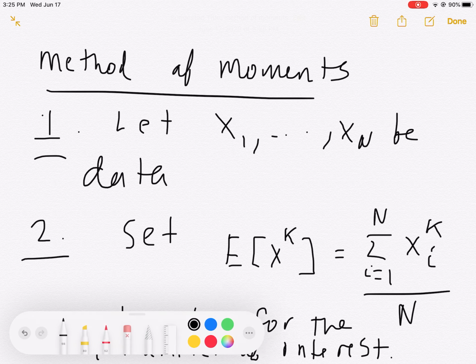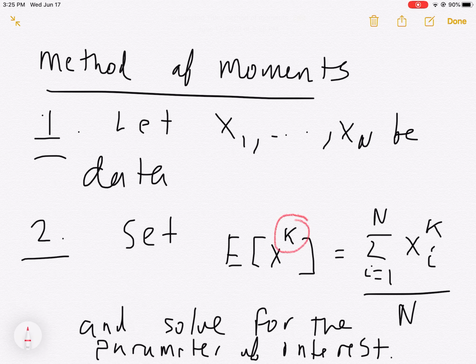Okay, and one interesting thing is this k here. Typically, k equals 1 or 2. Sometimes both.